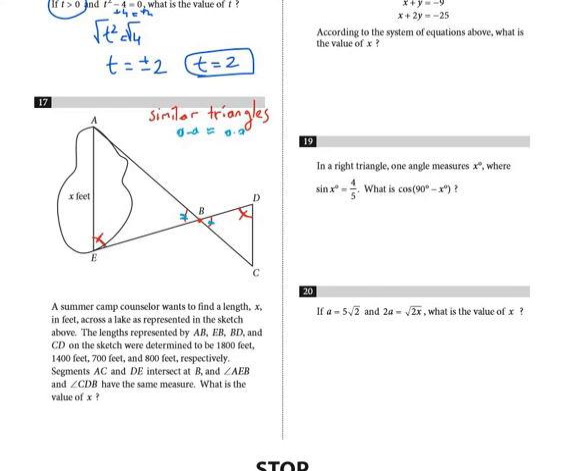Let's first label the given numbers. So we were given that A to B is 1800 and B to C is not given. B to D is given as 700, D to C is given as 800, and E to B is given as 1400.